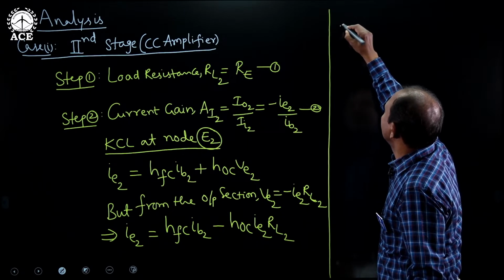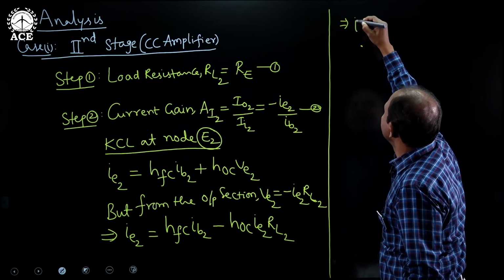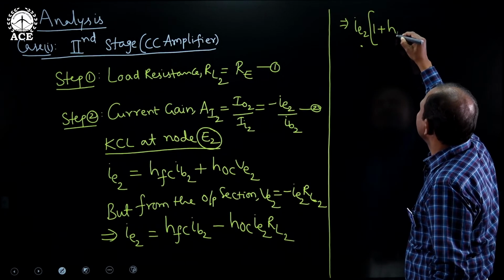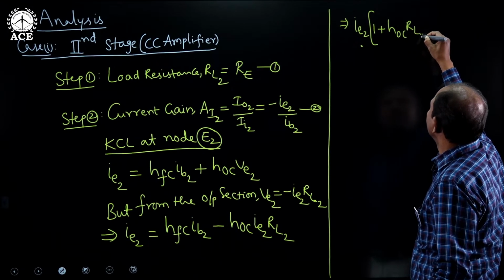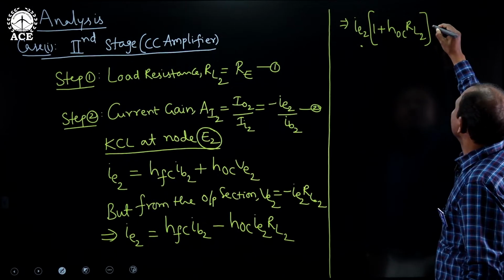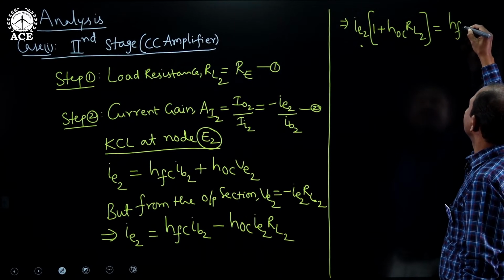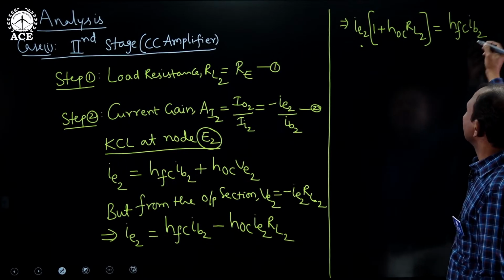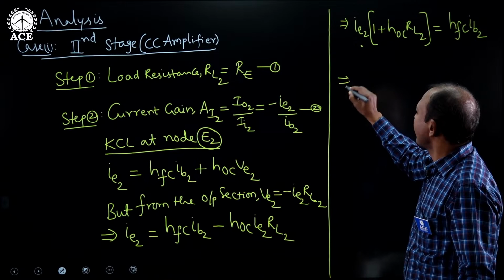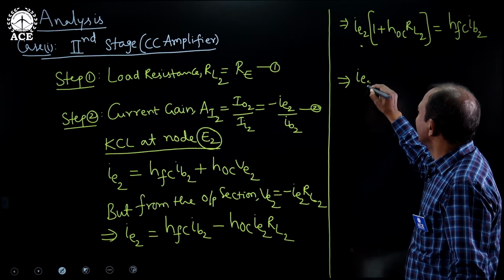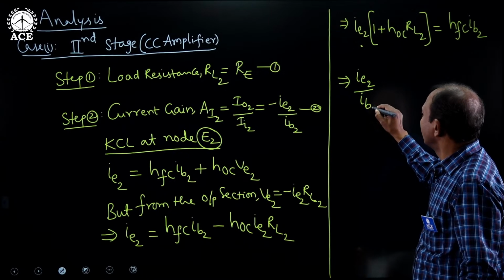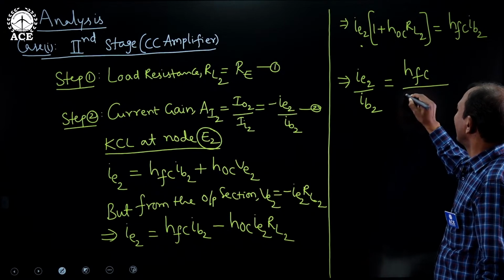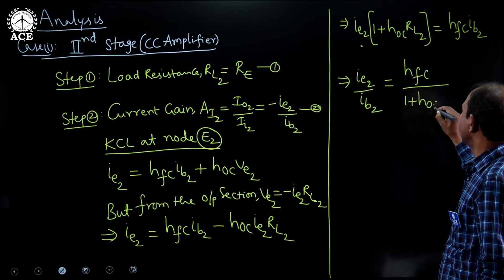That gives us IE2 into 1 plus HOC RL2 equal to HFC IB2. Then bring this IB2 to the left hand side, which gives us IE2 by IB2 equal to HFC by 1 plus HOC RL2.